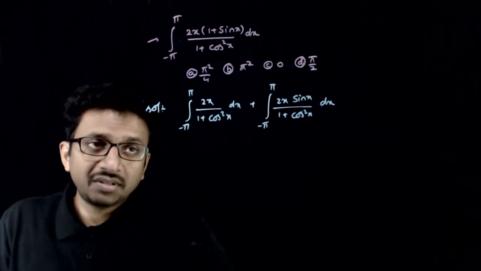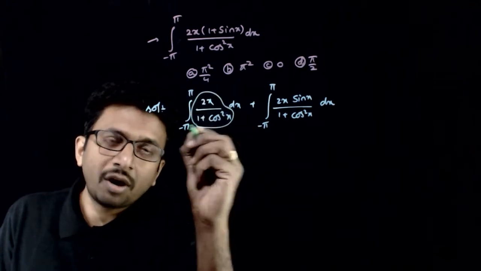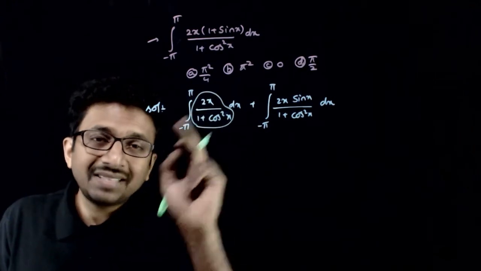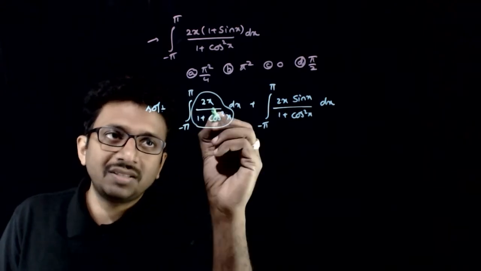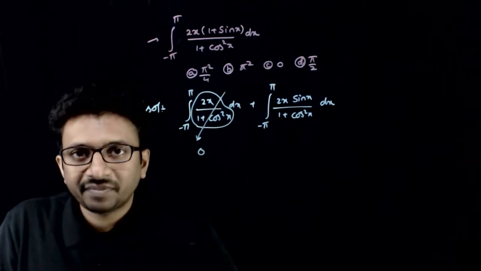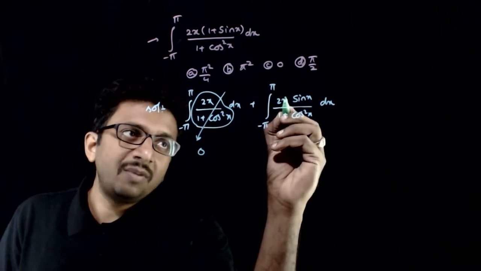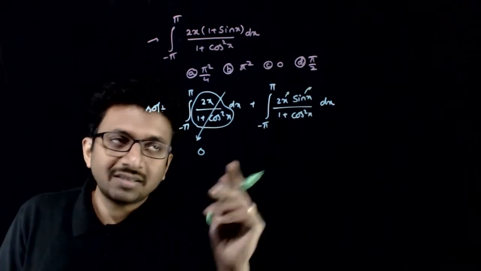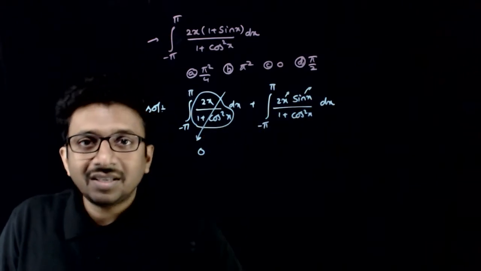Why did I do this? As you can see, this function will become an odd function. If you put minus x in the place of x, you get minus 2x by 1 plus cos square x. This is an odd function, hence this total integral will become equal to 0. But here, if you put minus x in the place of x, this will become minus x, this will become minus sin x. That minus and minus gets cancelled.